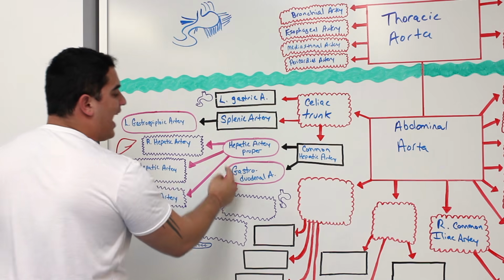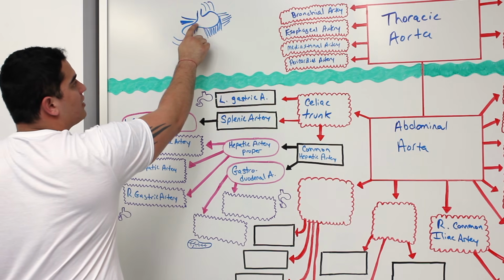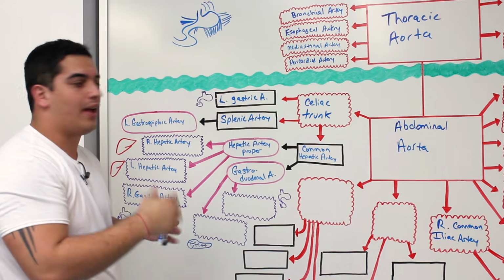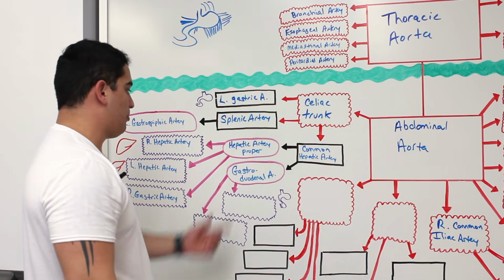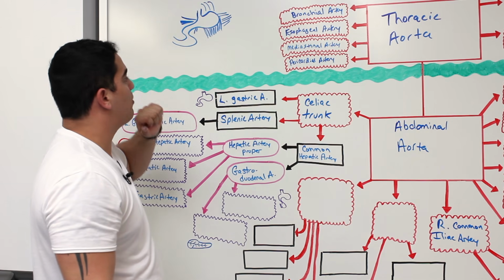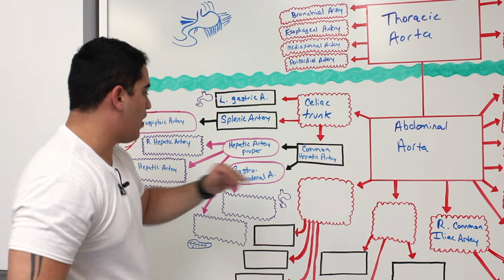This artery, this gastroduodenal artery, is mainly supplying the pylorus, the end part of the stomach, and the first foot of the small intestine, which is called the duodenum. Okay? So that's what the gastroduodenal artery is supplying. It's mainly supplying the pylorus of the stomach, as well as the first foot of the small intestine, which is called the duodenum. So this is called the gastroduodenal artery.